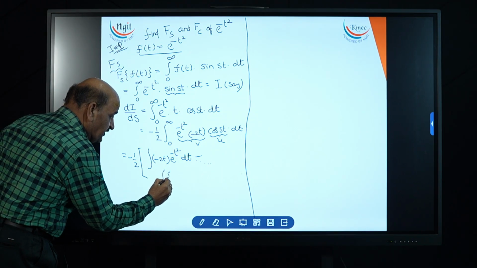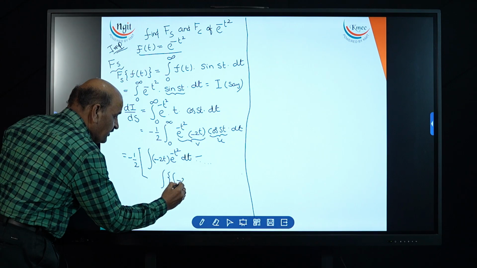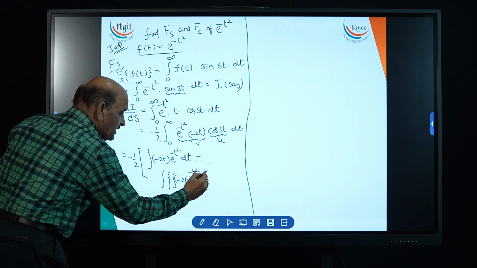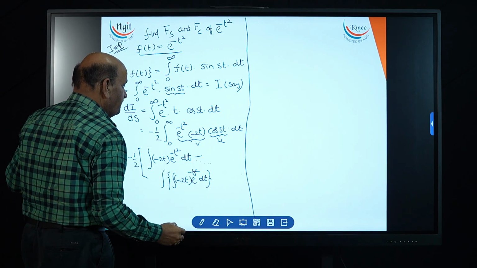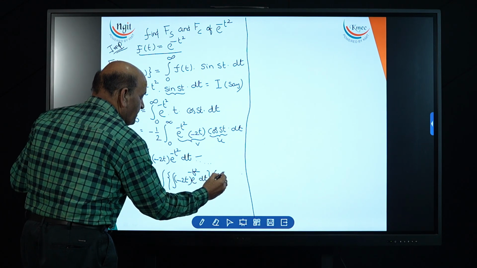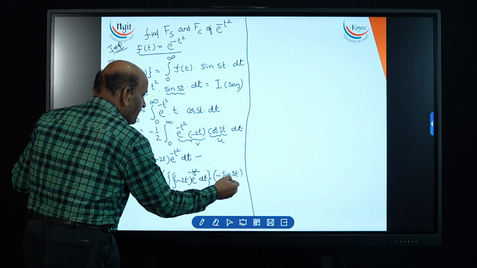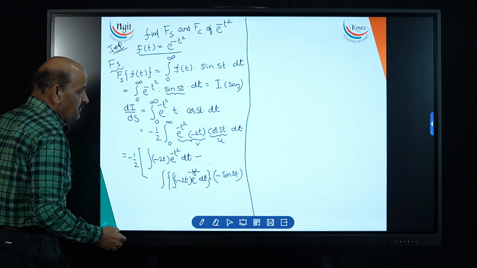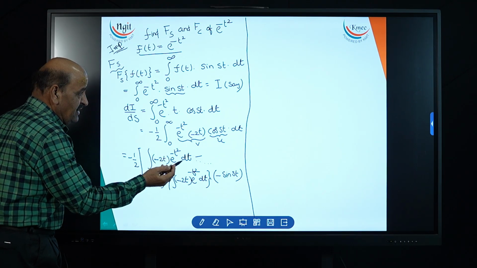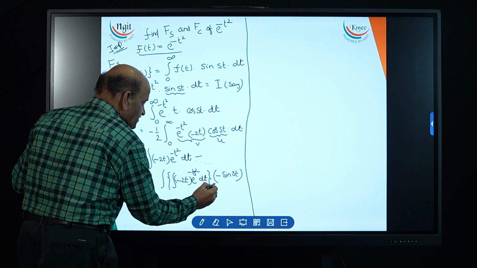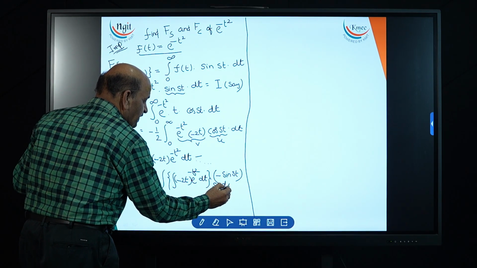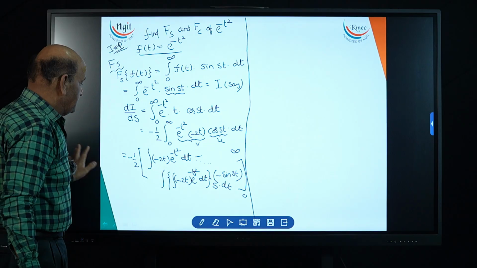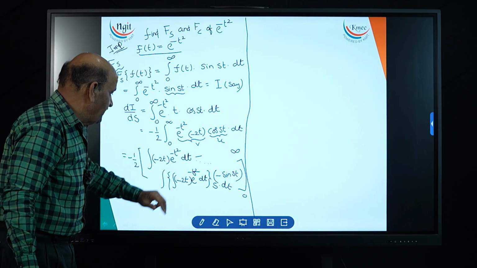Minus, what is the integral we got here? Minus of minus 2t into e power minus t square dt into the differentiation of cos st. How much is the differentiation? Cos st gives minus sin st. Now, with respect to t we are making this, so for cos st, the differentiation is minus sin st, and s is constant. This is dt. Now, between the limits 0 to infinity, no need to write it, only just we are making this one.